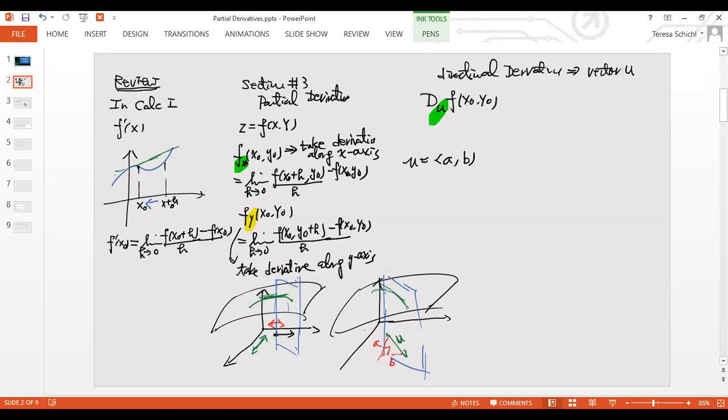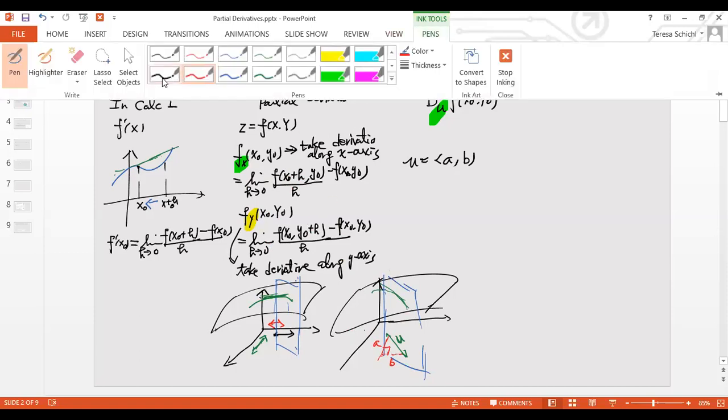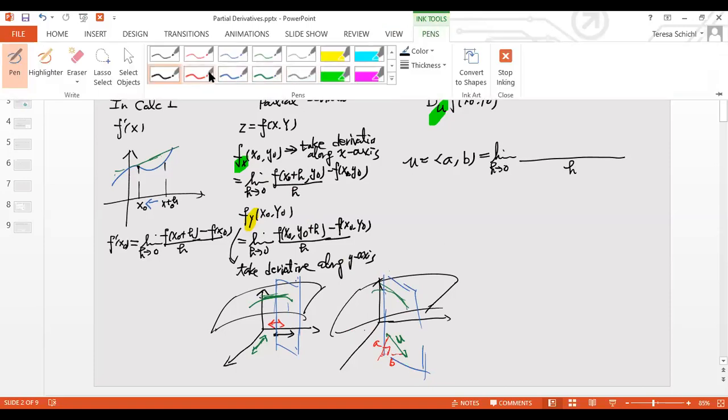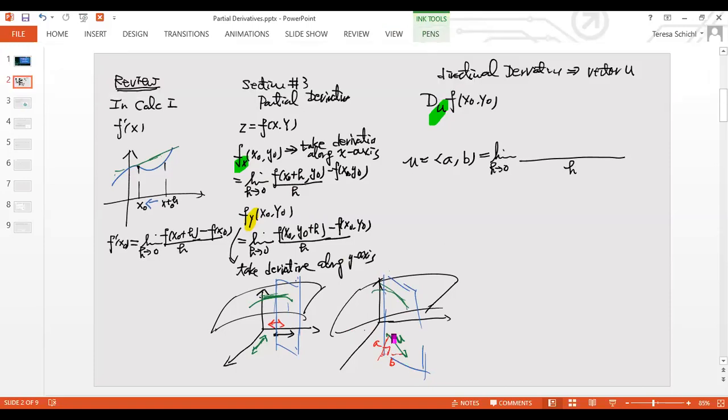You take a look at the partial. The partial with respect to x is x0 plus h, the partial with respect to y is y0 plus h. In here now, it's the same way. So I'm going in the u direction, right? So I will say the limit as h approaches 0 again. What is the h here? That means when h approaches 0, it's just like you approach from here.